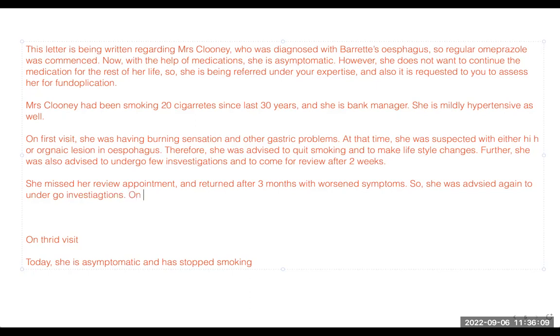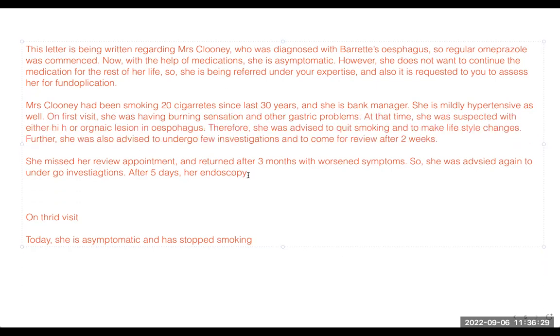So on the third visit, that means after 5 days, her endoscopy revealed... only pick what is important. Don't mention what was normal, this was normal. Don't talk about those things, because then the letter will become too many words, which is not nice for us. So after 5 days, her endoscopy revealed esophagitis, which was also confirmed by her biopsy.